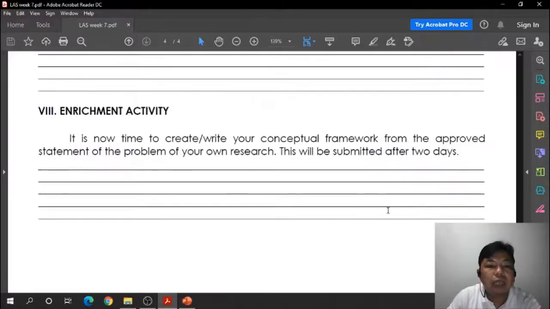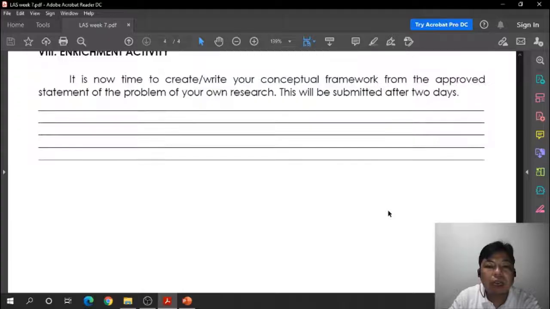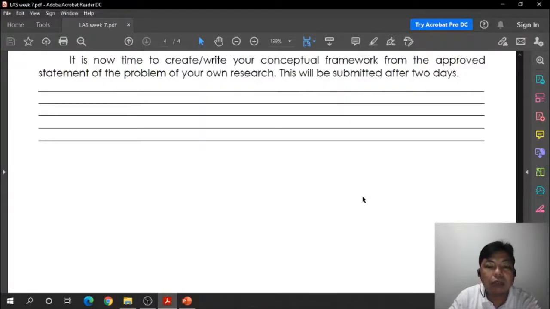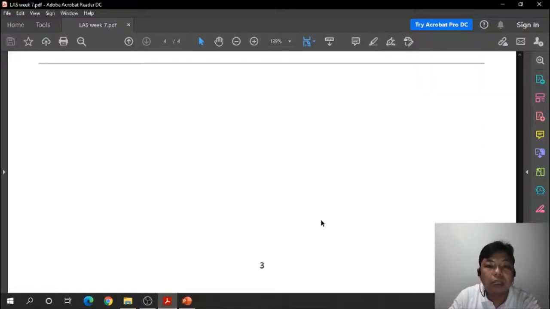Okay, and for the last one, sa enrichment activity natin, you are now going to be constructing your own conceptual framework. So, using the research topic na ginawa niyo before, I want you to construct your own conceptual framework. Again, sulat nyo na lang or drawing nyo na lang or illustrate nyo na lang yung conceptual framework nyo on the space dito sa ating learning activity sheet.